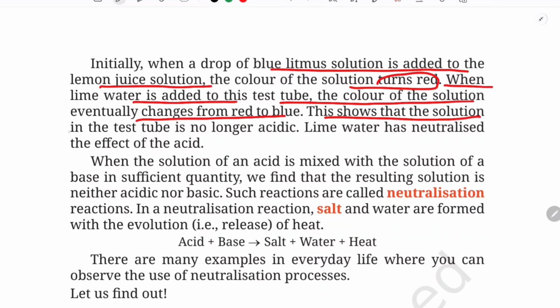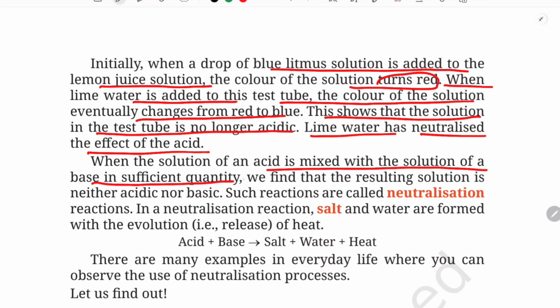It shows that the solution in the test tube is no longer acidic. It shows that the solution in the test tube, which was earlier red in color, changes from red to blue, that it is no longer acidic. That means lime water has neutralized the effect of acid, it has completely neutralized the effect of acid. It has completely finished the acidic effect. When the solution of an acid is mixed with a solution of base in sufficient quantity, we find that the resulting solution is neither acidic nor basic.